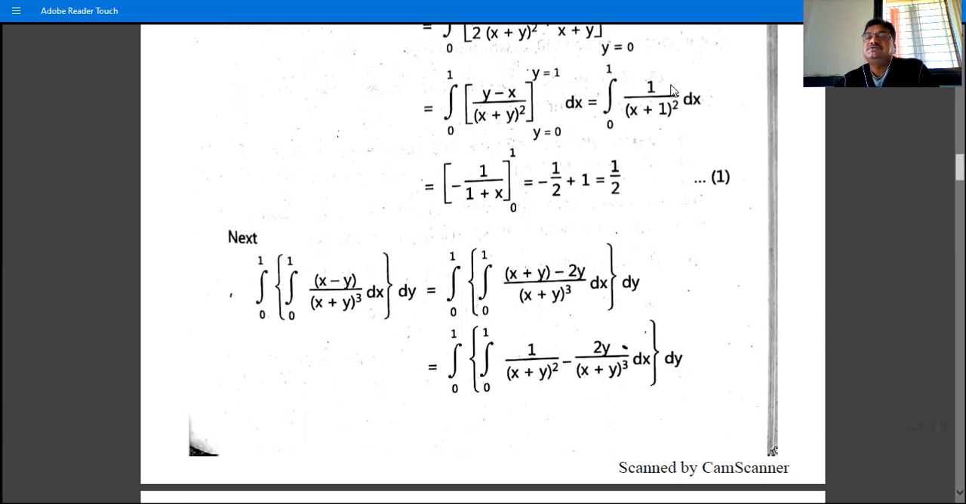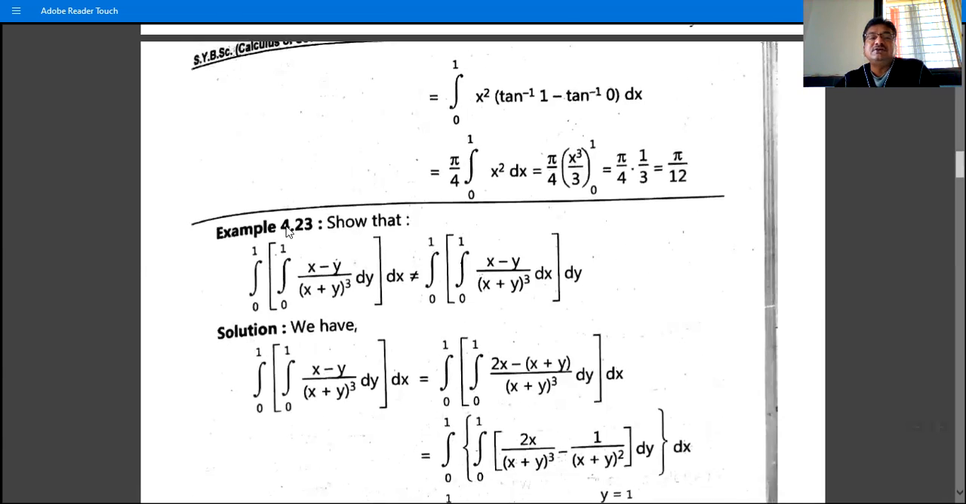So (x plus 1) is (x plus 1) raised to minus 2. And its integration is what? x raised to minus 2 plus 1 divided by minus 2 plus 1, that is x raised to minus 1 divided by minus 1, that is minus 1 by (1 plus x). And then the value at the upper limit is minus half. The value at the lower limit, that is substitute x as 0, minus minus plus 1. So we have the answer 1 half. So this is the answer of the LHS.